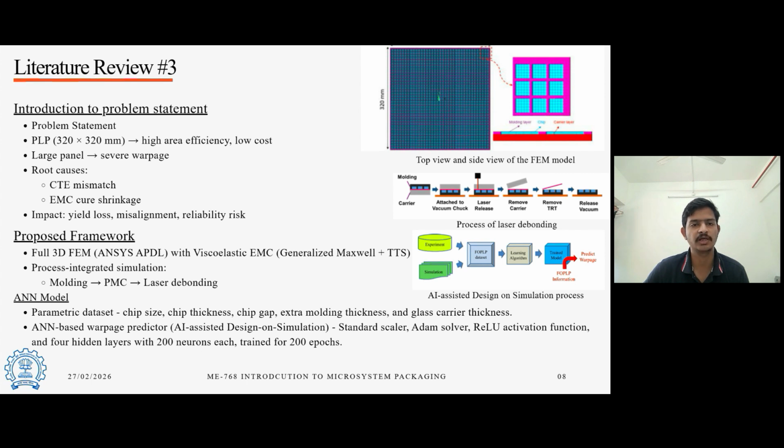However, the large panel size makes it highly susceptible to warpage during manufacture. This excessive warpage can cause alignment issues, yield reduction, and long-term reliability risks. The paper identifies two main root causes.